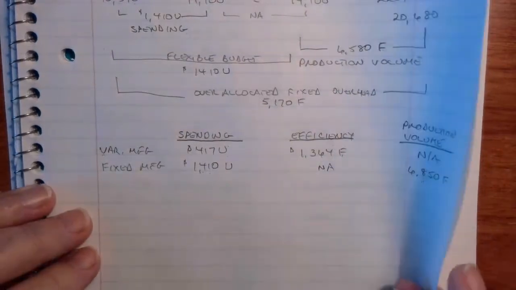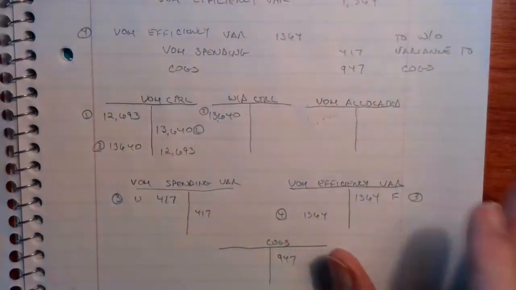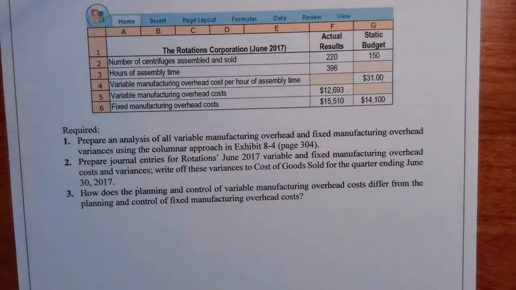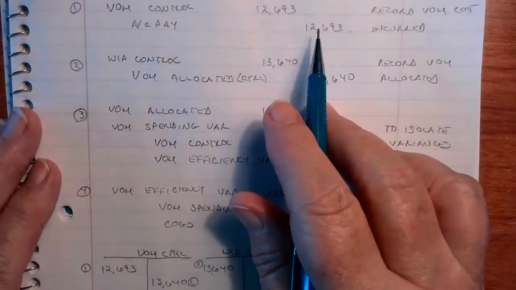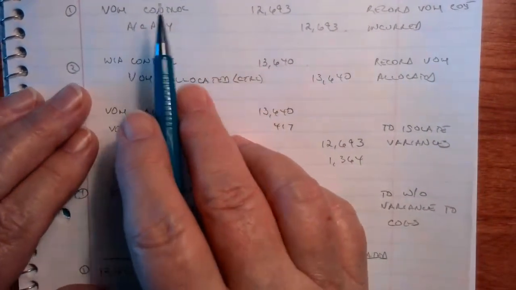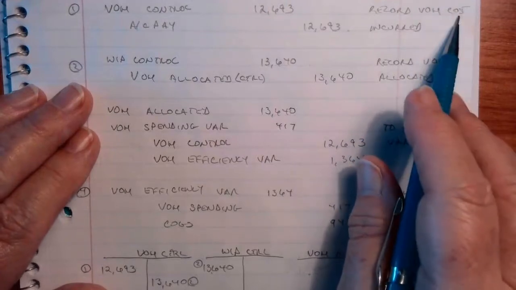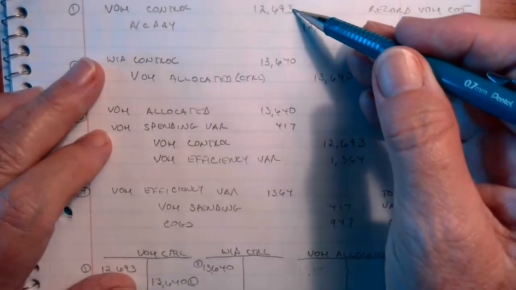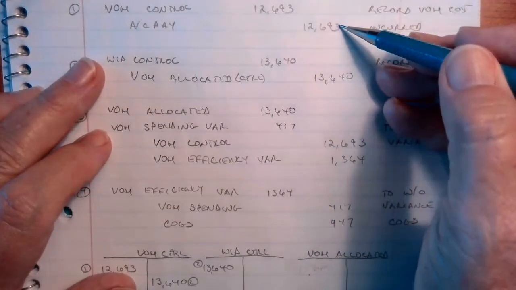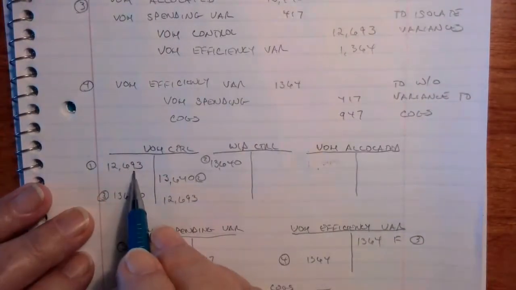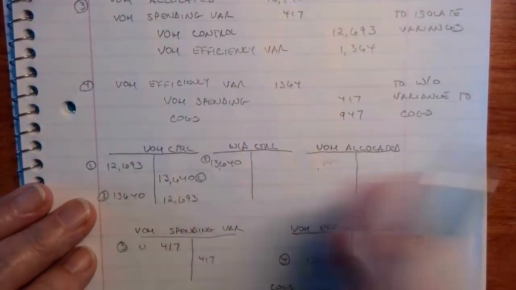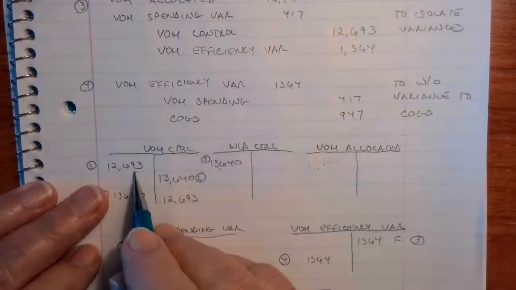Now, if you feel really brave, let's take a look at the journal entries. They set up extra accounts here that I don't really understand. But the first thing we've got is to record the variable overhead cost incurred. So 12,693 was our actual cost. I put it down here in a T account, and we've got 12,693 actual. The credit goes to a payable, so I just left that out.